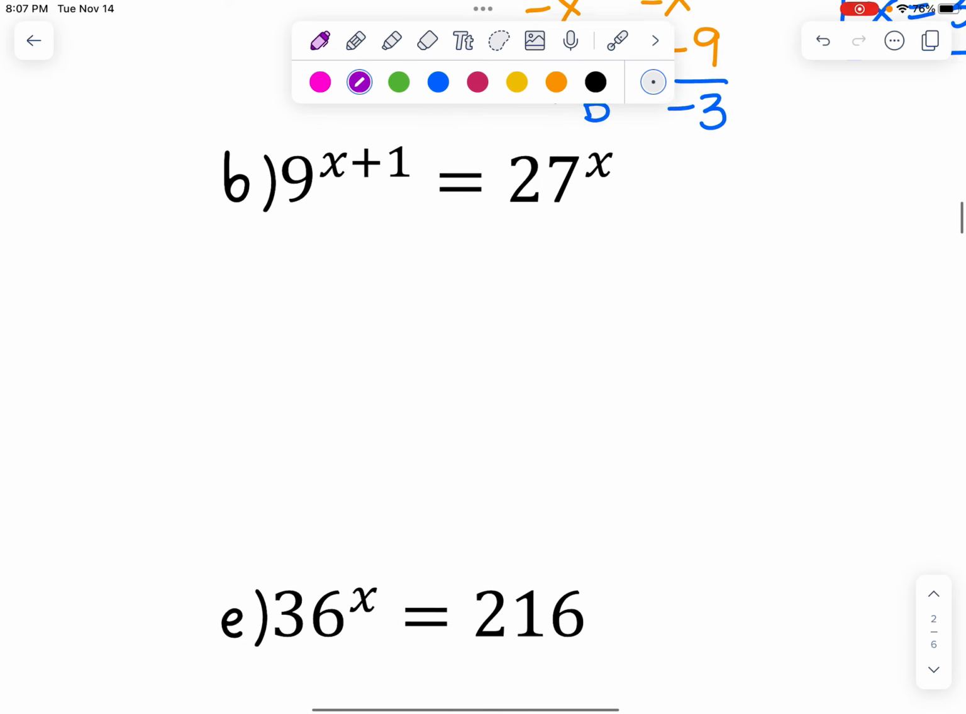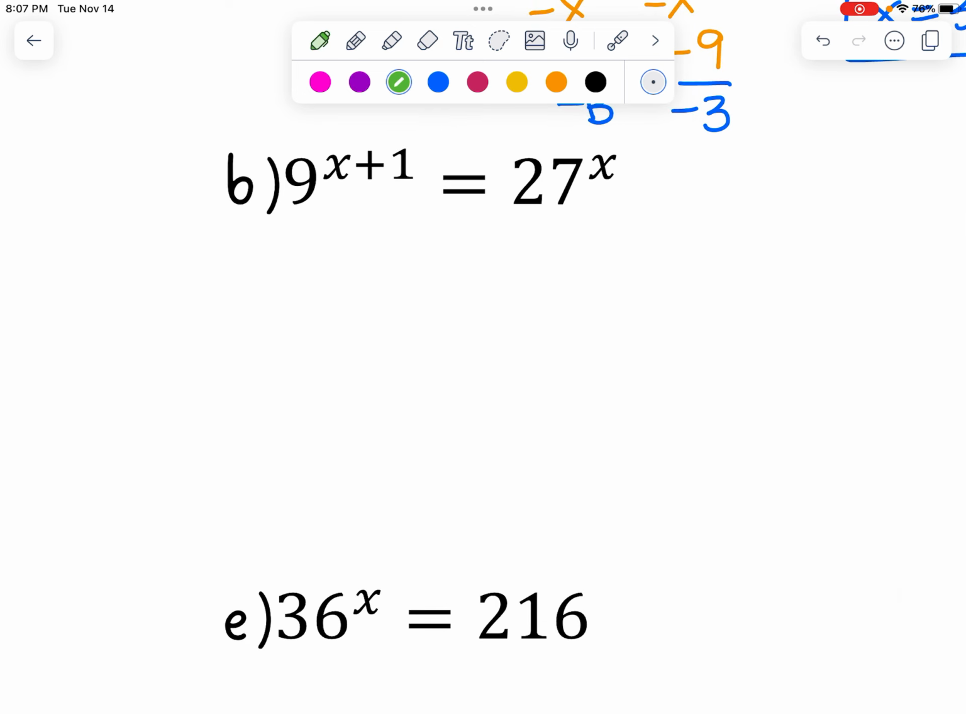Another one. All right, in B, I have 9 to the x plus 1 power equals 27 to the x. This is one that we kind of already looked at with the 9 and 27. If you remember, those can both be rewritten as base 3. 9 is 3 squared.